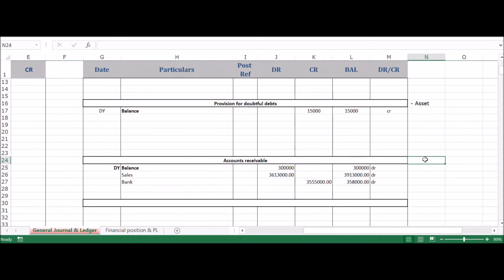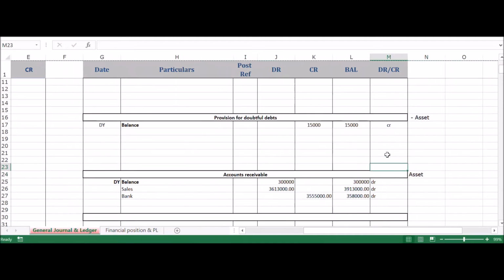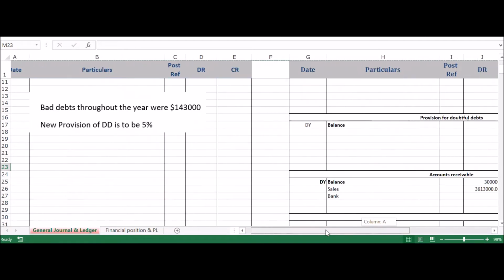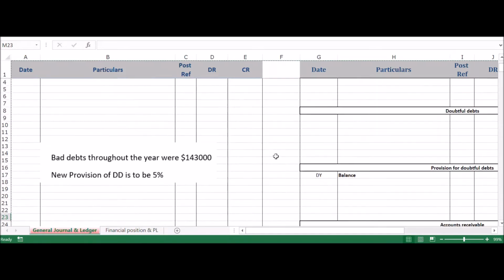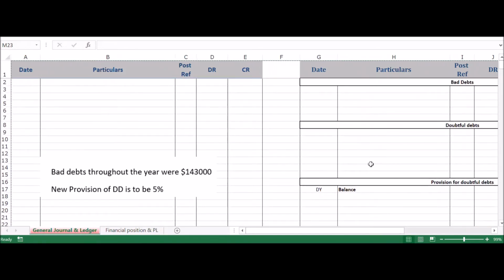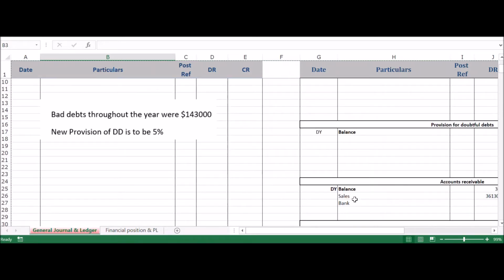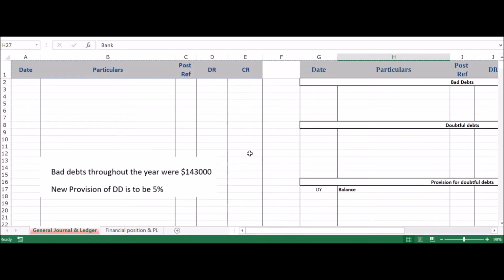And down here we have our asset account, which is the accounts receivable. I'm not going to include any GST or anything like that for now in the ledger, but I will include it here in the general journal, along with anything else I can think of. I'm not putting a sales account or bank account in the ledger because I don't think it's relevant to the problem.